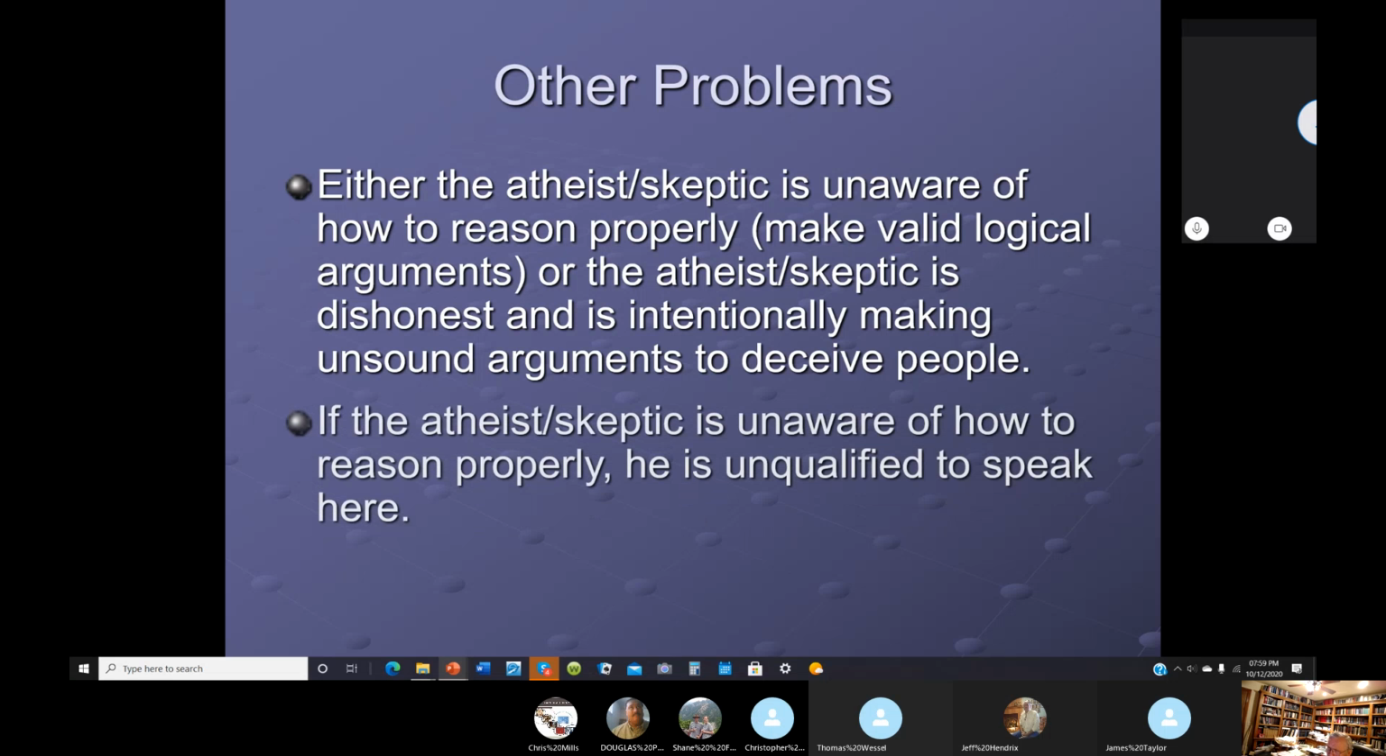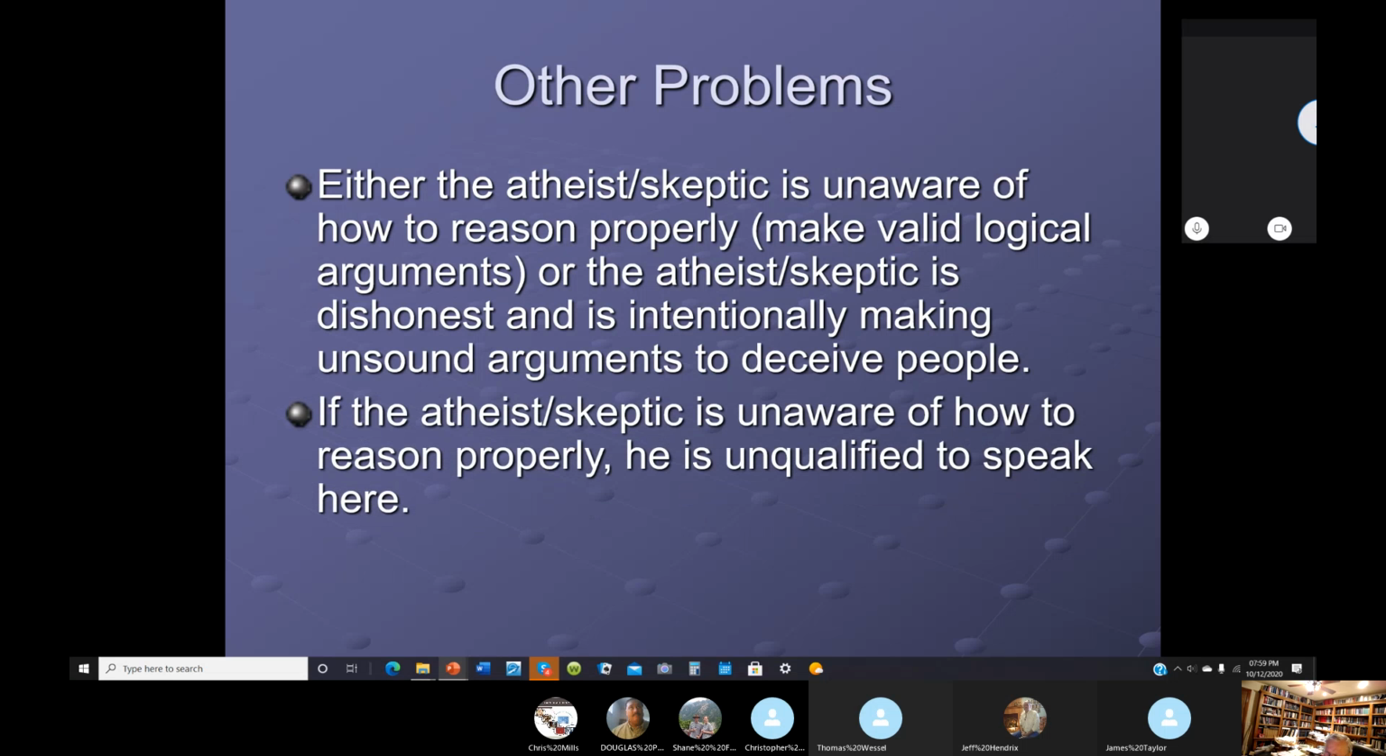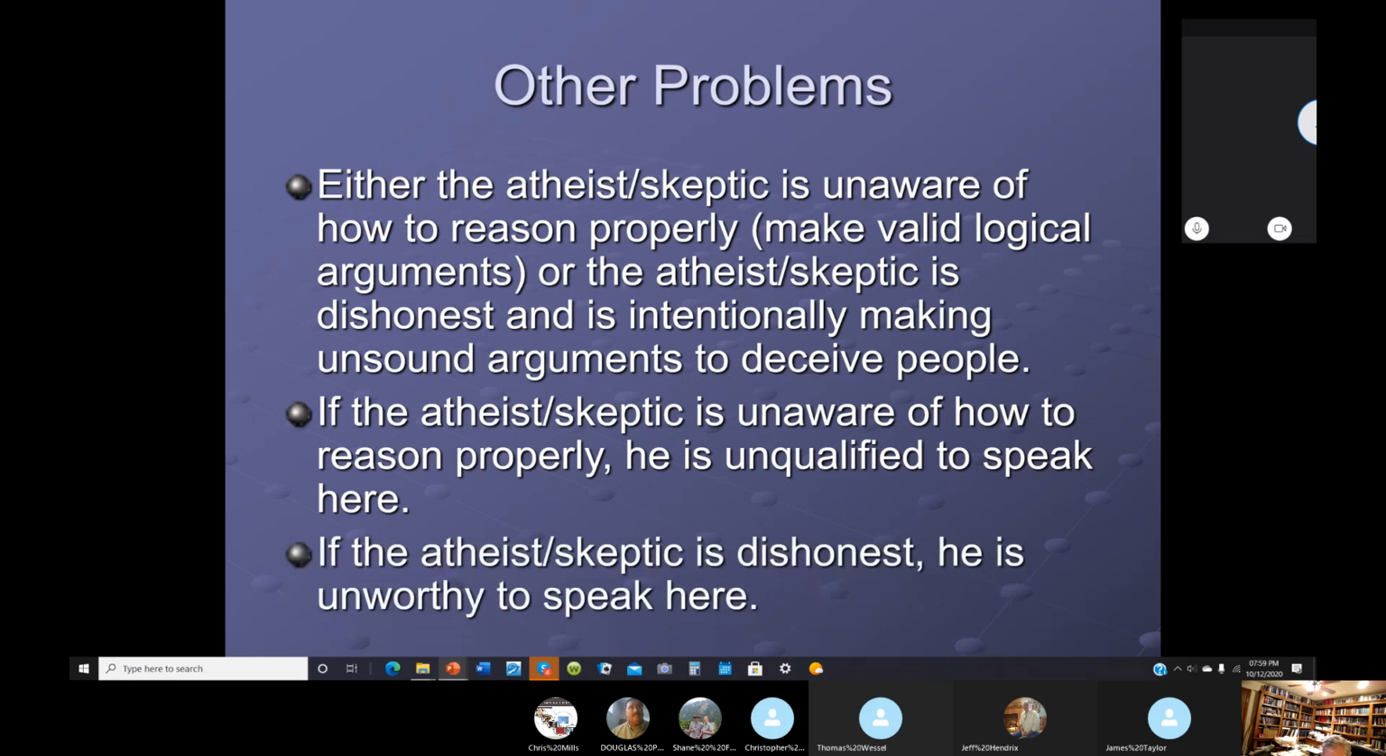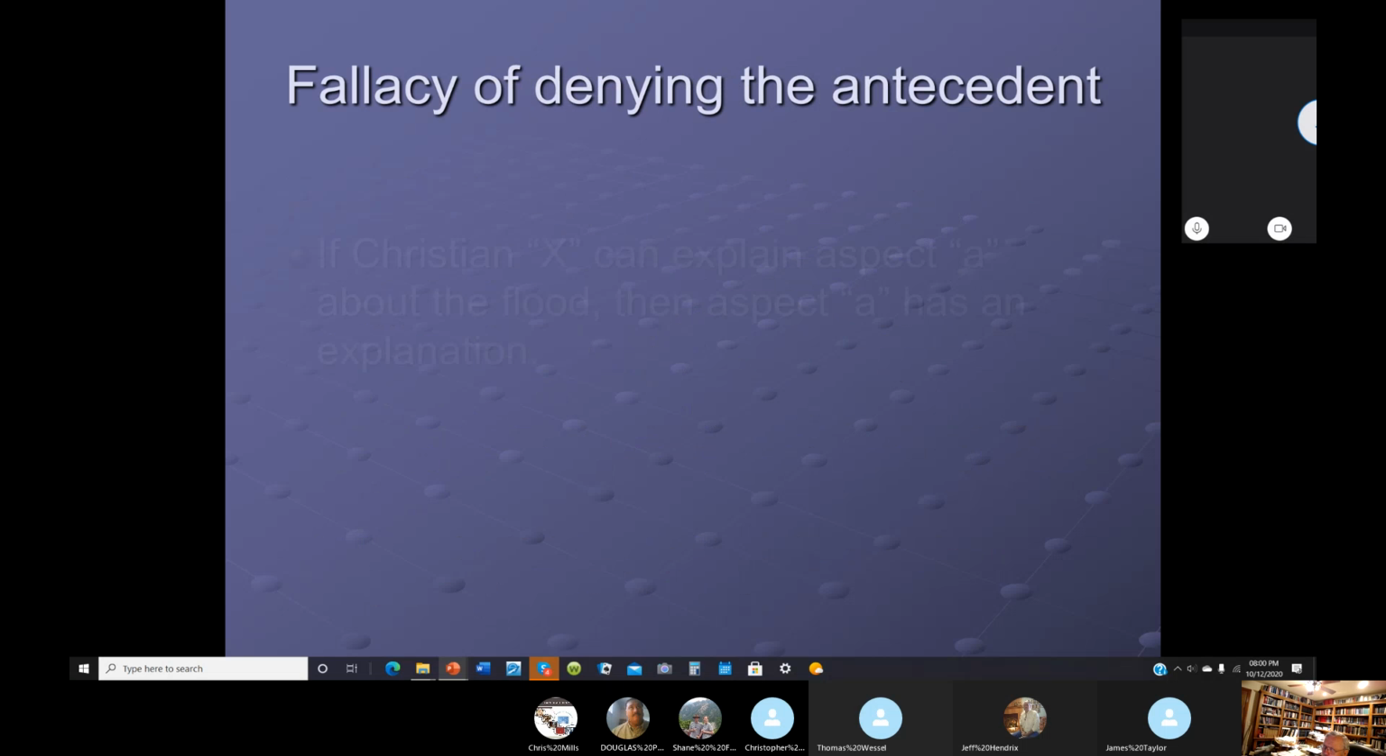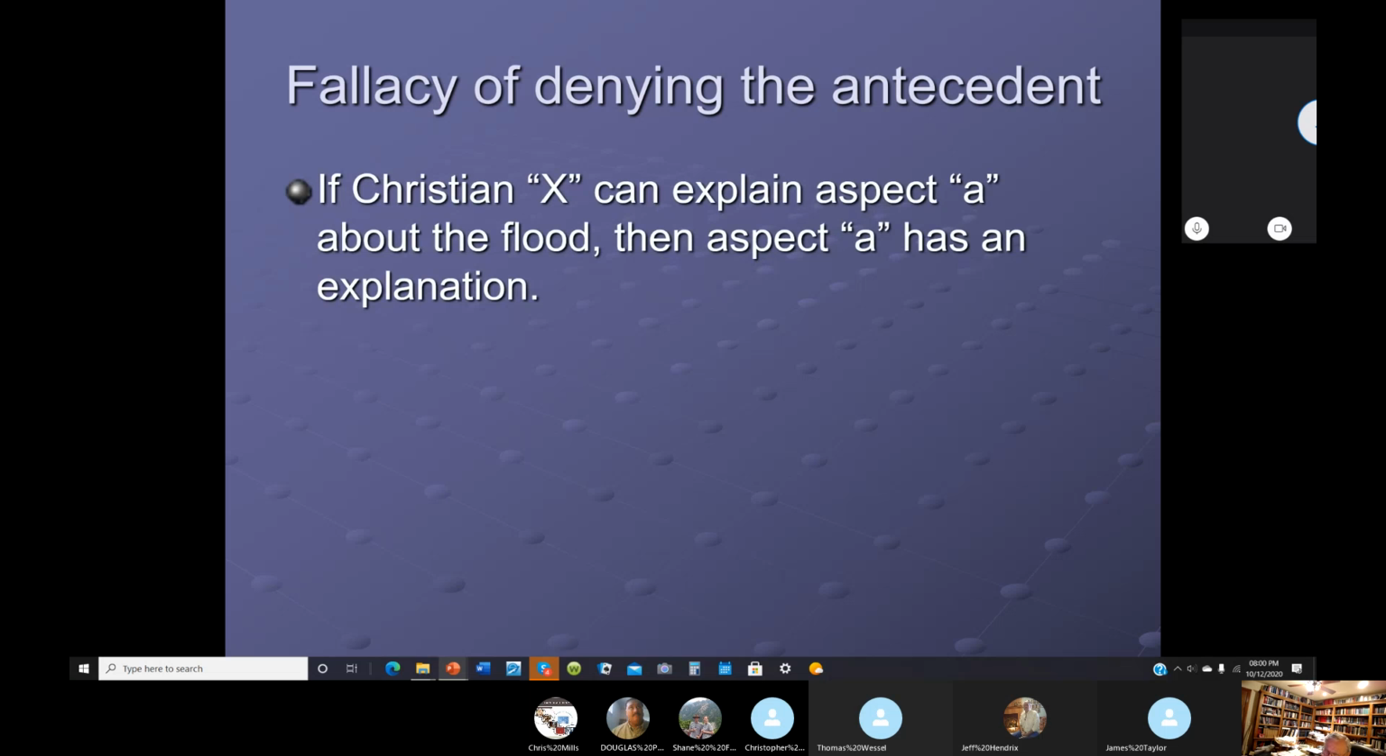Now then, the question is, if he's unaware how to reason properly, he's unqualified to speak on the matter. He's not qualified. If he's dishonest, he's unworthy to be speaking on the matter. Either way, he shouldn't be speaking. He doesn't have the right to speak up until he learns how to reason right and to be honest. Any questions? But these people will fool our young people because our young people haven't been taught how to reason.